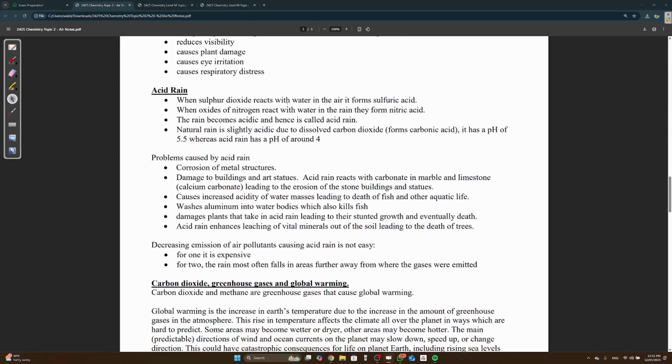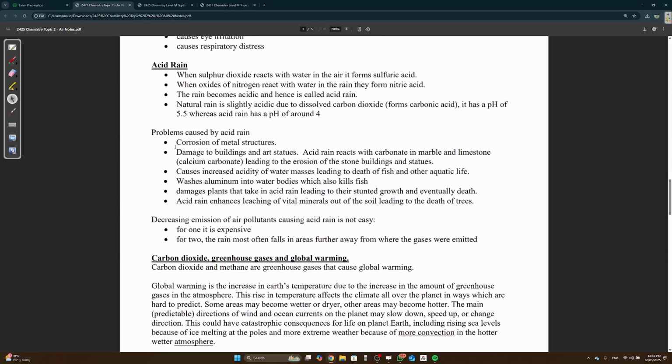Okay, acid rain. When sulfur dioxide reacts with water in the air, it forms sulfuric acid. And when oxides of nitrogen react with water, they form nitric acid. So now you have acids, and therefore you're going to get what? Acid rain. So the rain in the air is going to react with these acids and get you acid rain. Natural rain is slightly acidic because there's carbon dioxide and it has a pH of 5.5. But acid rain has a pH of 4. So what's going to happen?